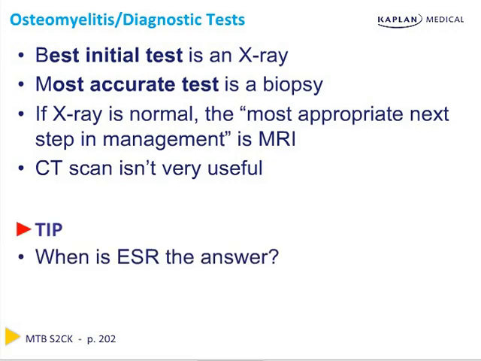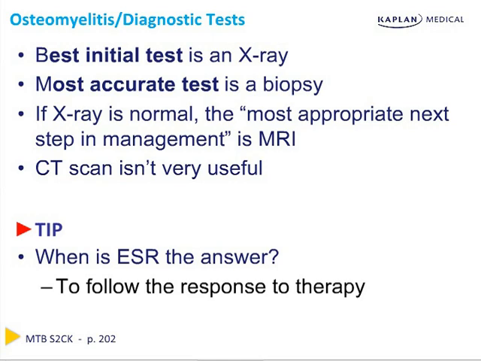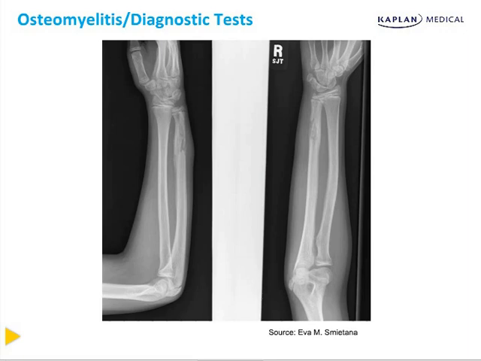But what about the ESR? When is it the answer? It is the answer when you want to follow the response to therapy. So you get one at baseline, and then you measure it after antibiotics are initiated to see a response. Here's an example of osteomyelitis on a plain diagnostic film.